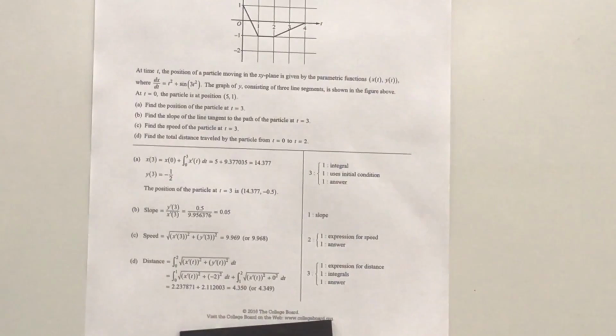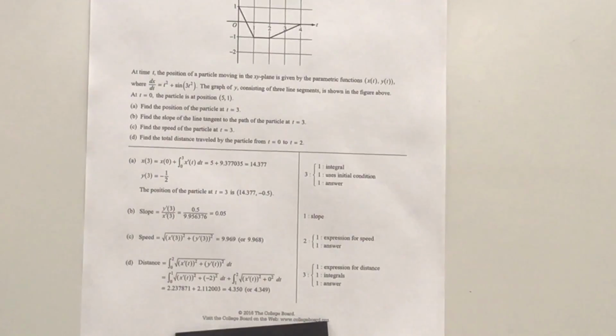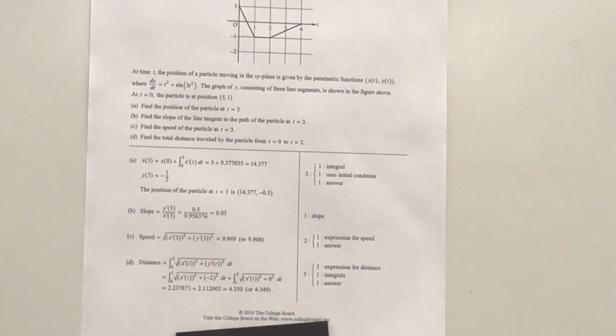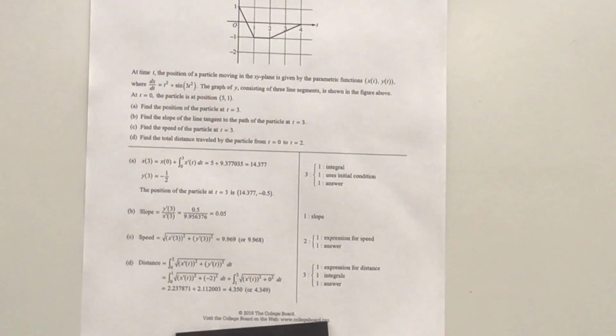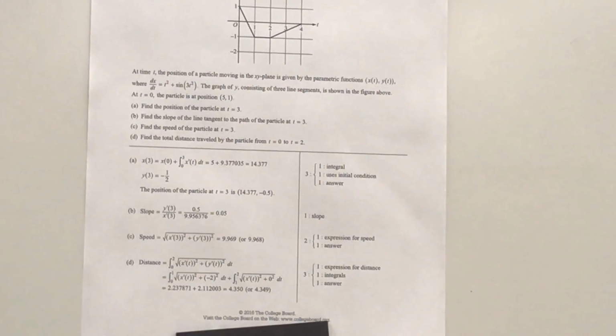The x-coordinate, we do that like we've done the other ones. We take our initial position, which was given to us as 5, and then we find our displacement. Integrate dx dt with respect to t. Make the calculator do that for you. You're going to end up with 14.377 as the position in the x direction. So a little bit different there, having to use the graph of y to find that value.